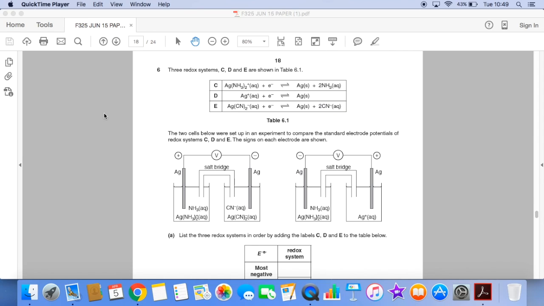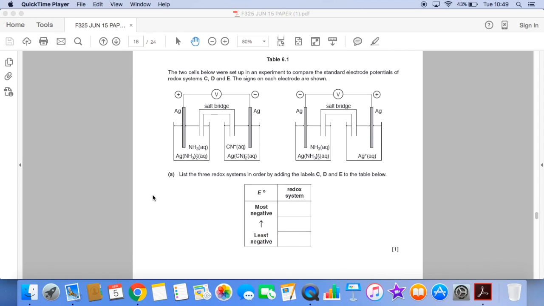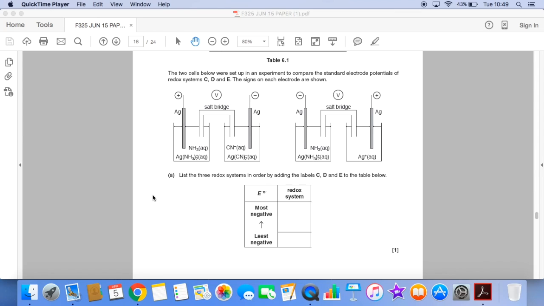So 3 redox systems in the table, C, D and E. So the half equations are shown. And then we've got 2 diagrams to process. So they're combining 2 half cells in each one to make a cell. And from the information in the diagram, we've got to work out the order of electrode potential, least negative at the bottom of the table, most negative at the top.